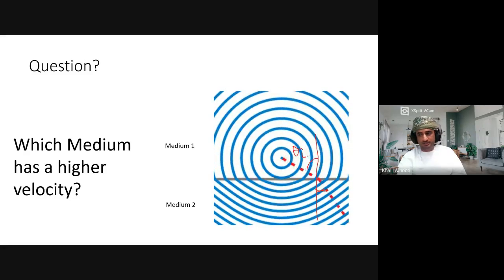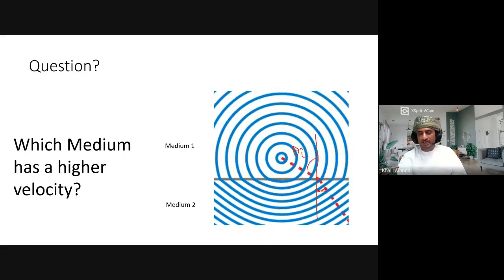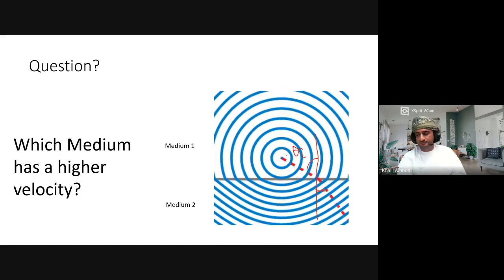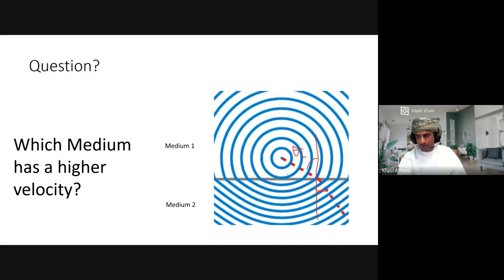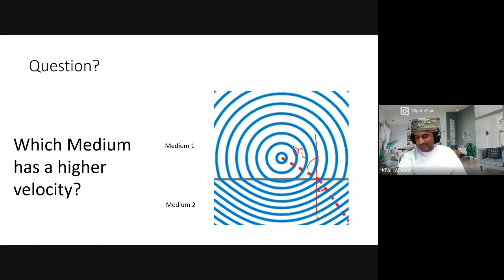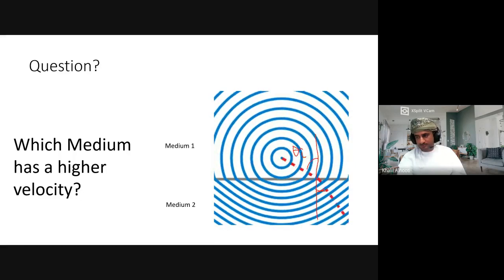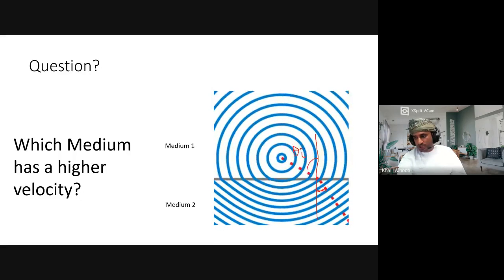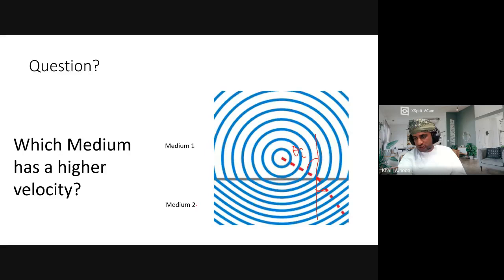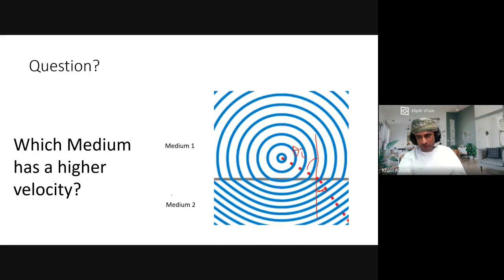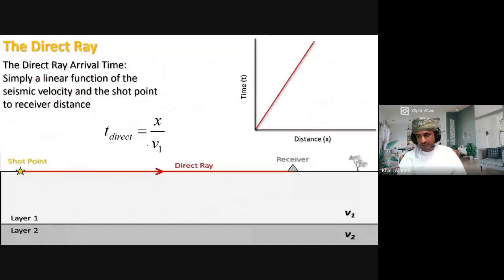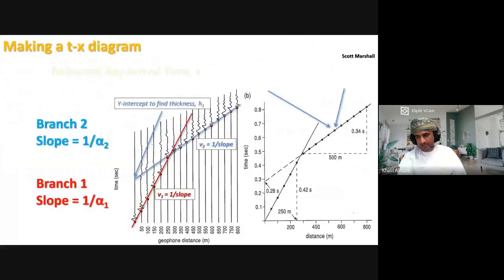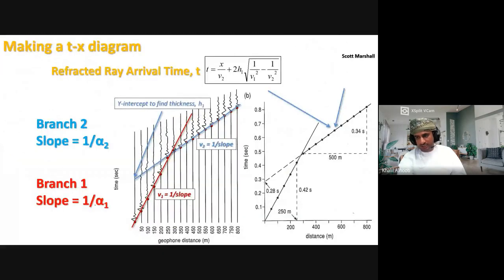Incident is higher. So if I ask you which layer has a higher velocity? The medium one. The medium one has a higher velocity because the refracted ray is bending toward the normal. It would have bent away from the normal if the velocity of the second layer were higher than the velocity of the first layer. So we'll continue with the head waves in the next lecture, and we'll see how to do some real analysis. This is what they do, real analysis.